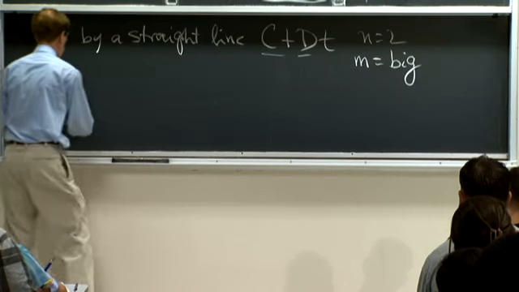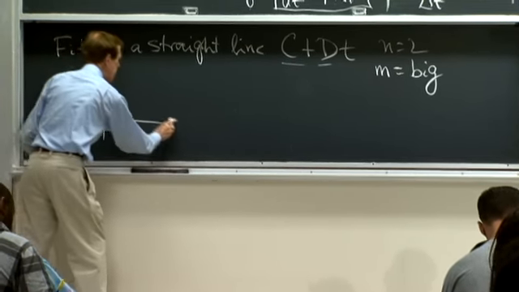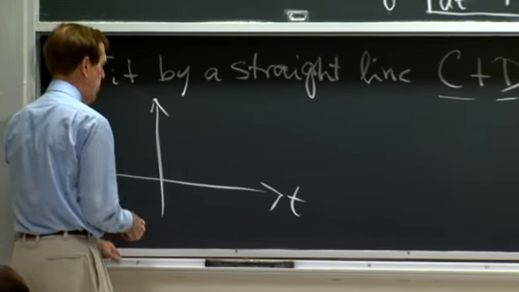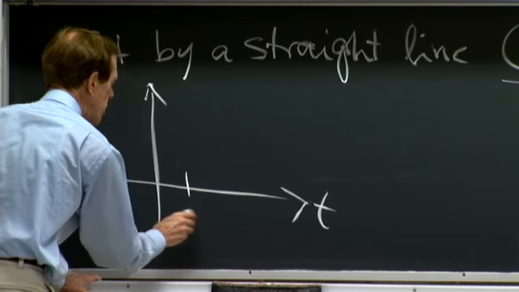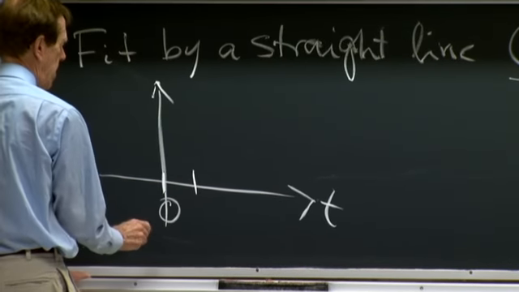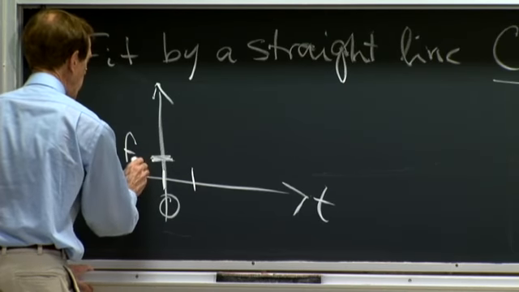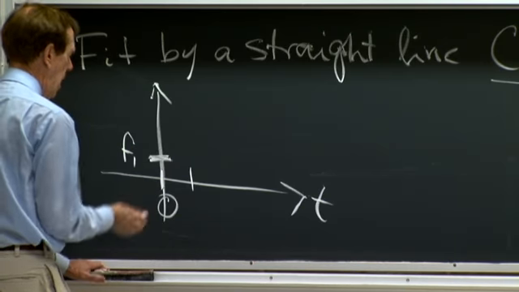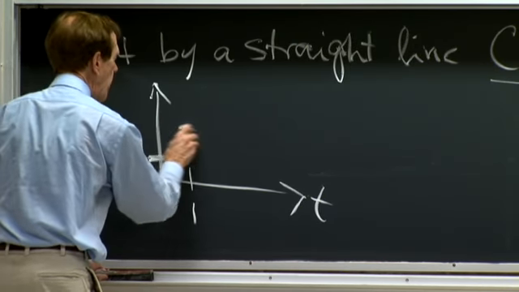What do I have? Let me draw the picture. You've seen this often. This is the t direction. This is the f. These are the measurements. So I measure at time t equal to 0, let's say. I measure my position. So this is f, well, that would be f1. At time t equal to 1, I've moved somewhere. I've measured where I am.